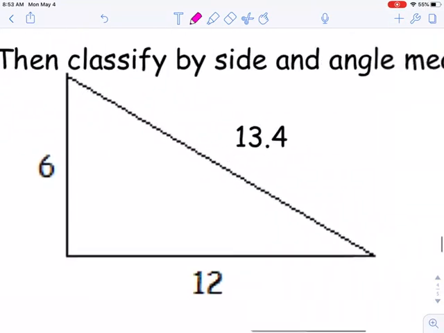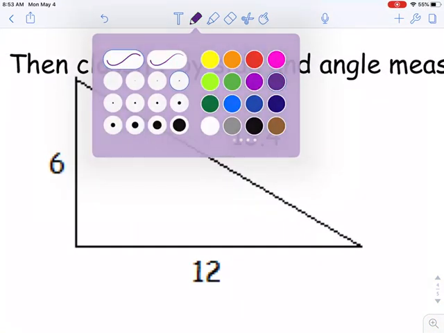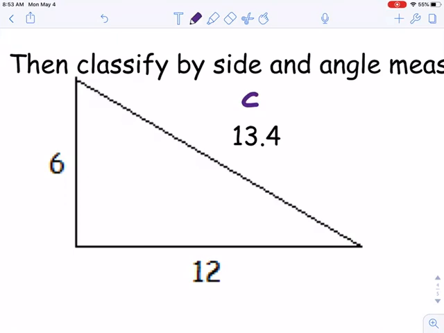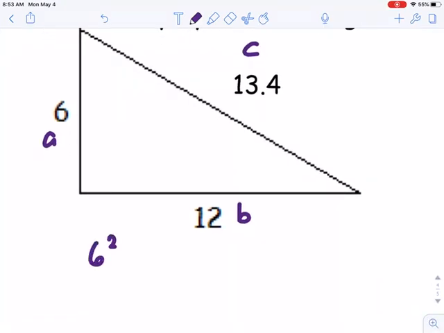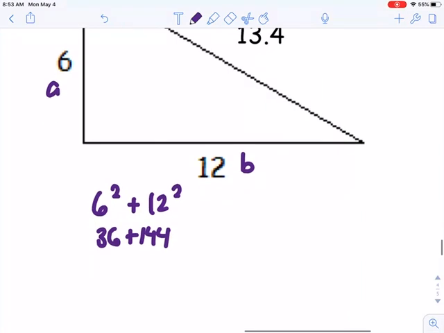All right, now we got this bad boy over here. Again, the biggest one has to be C. A and B don't matter after that one. I'm going to do 6 squared plus 12 squared. 36 plus 144. And that'd be 180.